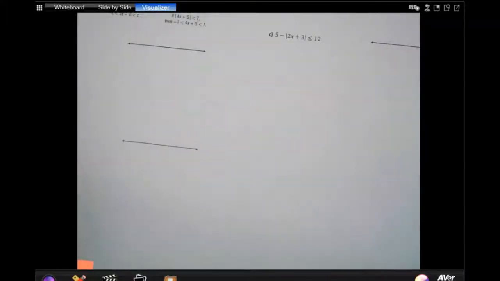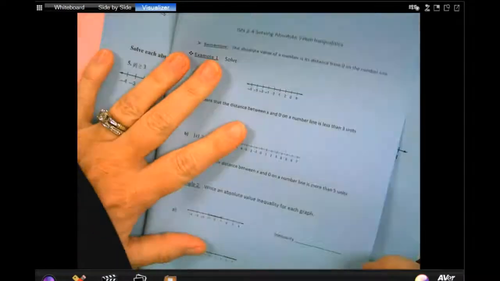Okay, so on the absolute value notes, I'm going to start on the inside this time.